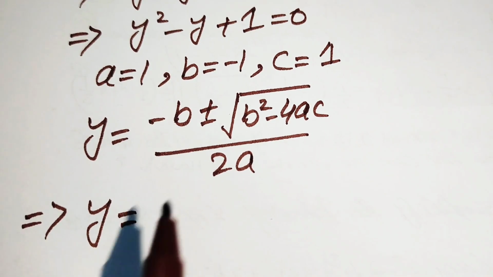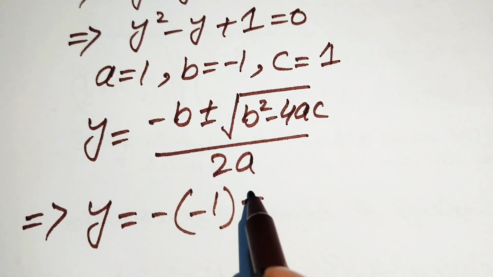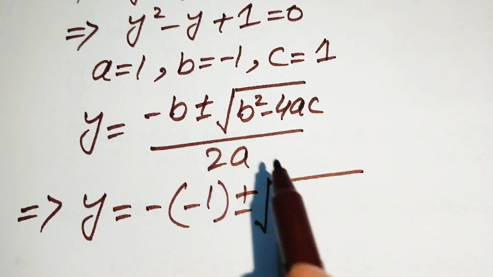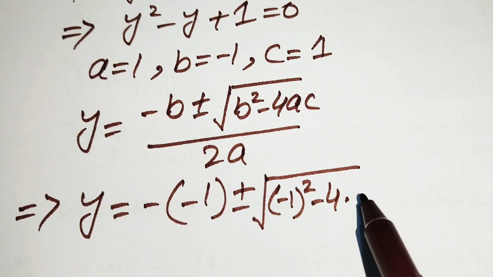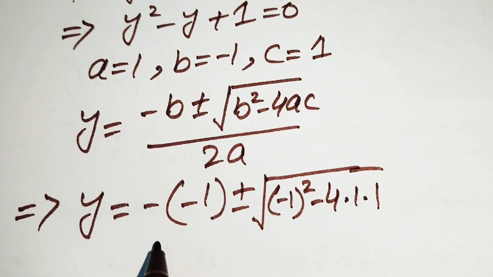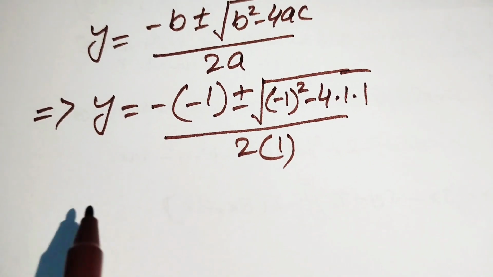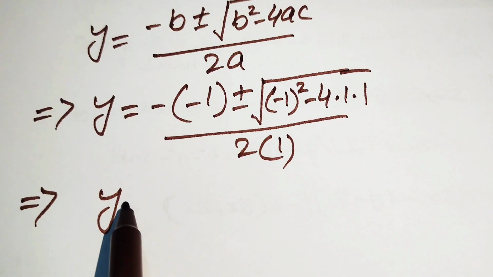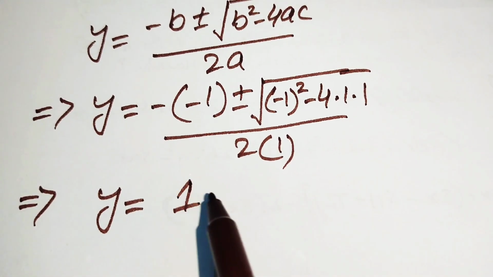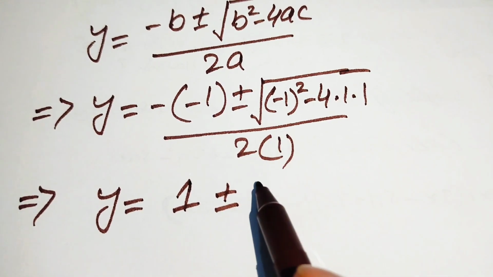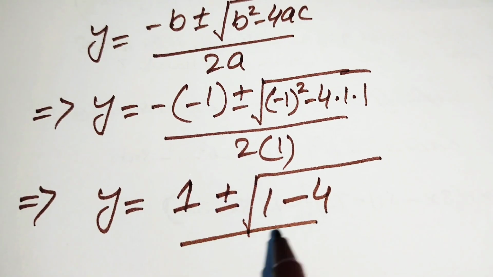Now we substitute the values of a, b and c in this formula. The value of b is minus 1, and when we substitute it here it will be written as minus of minus 1 plus minus square root of b squared. So our b is minus 1 squared, minus 4 times a, which is 1, and c is 1, and this whole divided by 2 times a, and our a is also 1. So this implies that y equals minus of minus becomes plus 1, plus minus square root of minus 1 squared, which is plus 1, minus 4 times 1 is 4, divided by 2.